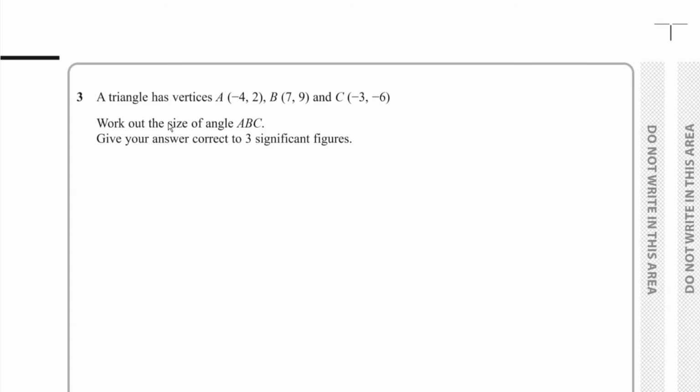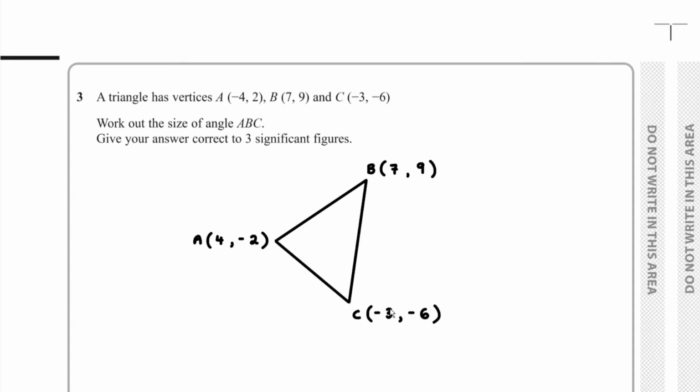Question number 3. A triangle has vertices A with coordinates negative 4, 2, B with coordinates 7, 9, and C with coordinates negative 3, negative 6. You have to work out the size of angle ABC. Give your answer correct to 3 significant figures. Well, here is triangle ABC, and here is the angle ABC.